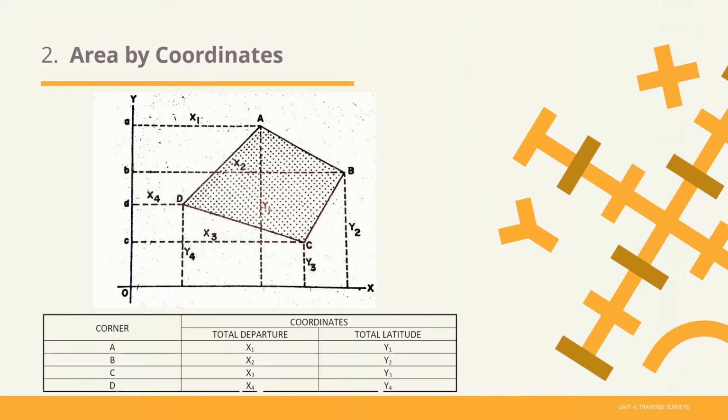Now, shown is a figure of a closed traverse put in a quadrant, with the coordinates reflected in the table. It is advantageous to have the traverse portrayed in one quadrant so that the coordinates of all points are positive in sign. What is seen in the table are the corners A, B, C, and D having their respective x and y coordinates, with total departure as the x coordinates and total latitude as the y coordinates of the closed traverse.